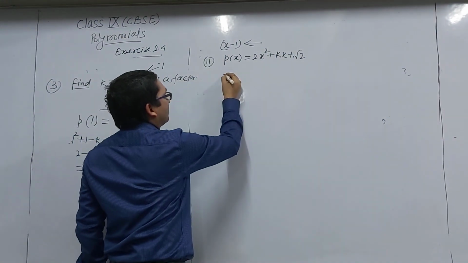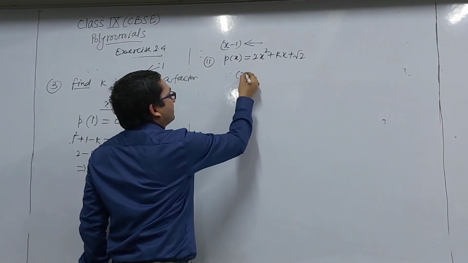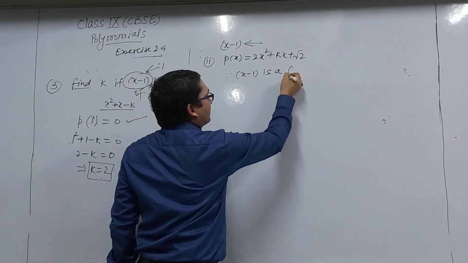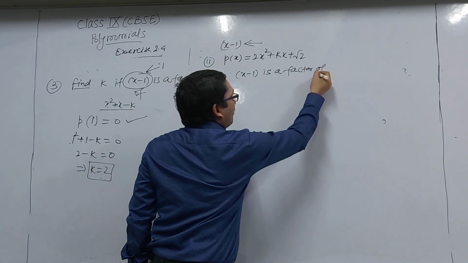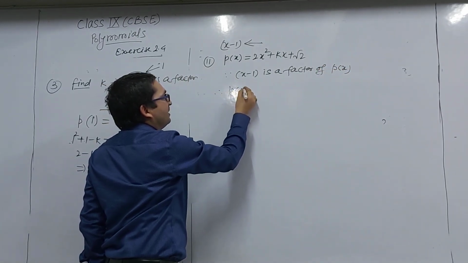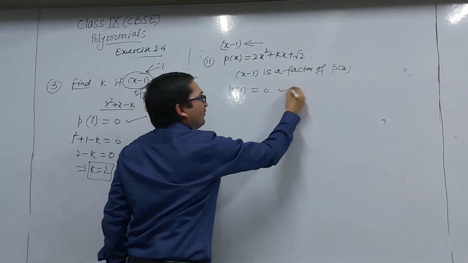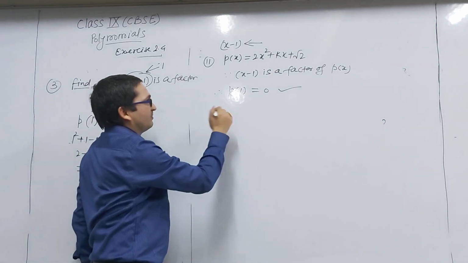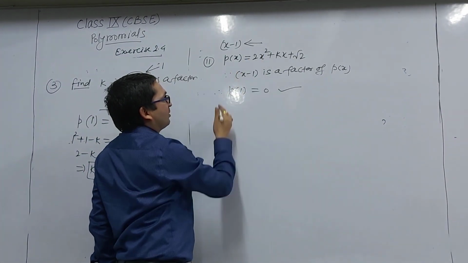So I am writing here, since x minus 1 is a factor of px, therefore P1 will be equal to 0. This line is very important, students. If it's given it is the factor, so you have to write this one. Okay, now just put instead of x equal to 1.